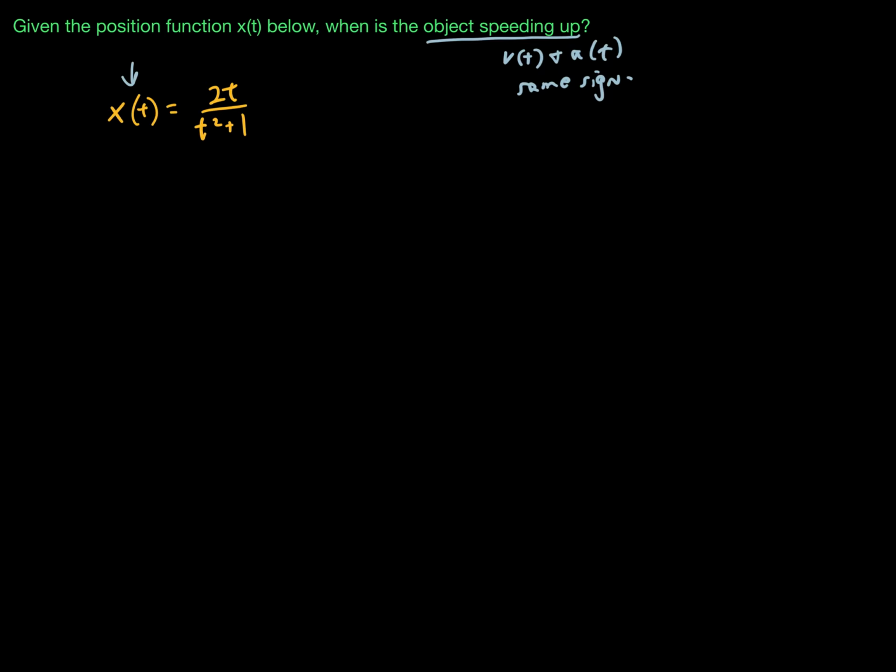Let's start by taking the derivative of this, which is the velocity function. And this is going to become 2. I'm doing the quotient rule.